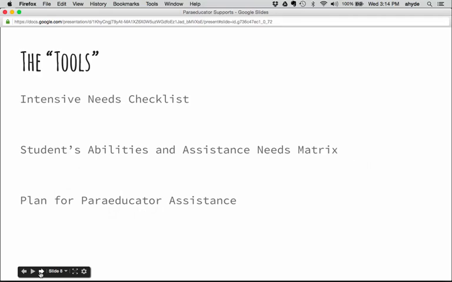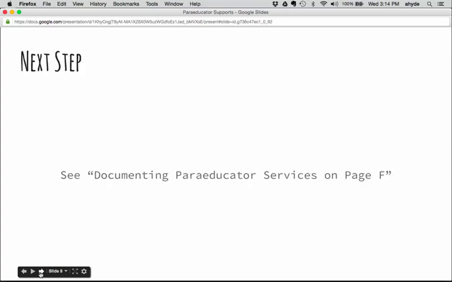The three tools available are the Intensive Needs Checklist, Students' Abilities and Assistance Needs Matrix, and the Plan for Paraeducator Assistance. Short videos have been developed to help IEP teams navigate the use of each individual tool.